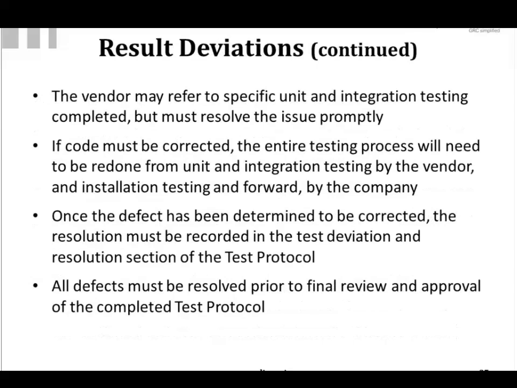Now, the vendor may also have to do some specific unit and integration testing if they're changing code. They should be able to test it again and make sure the new code is correct before they issue it as part of your system. If it has to be corrected, the entire testing process may need to be done from unit and integration testing by the vendor through installation testing and forward by the company. That's the worst case, where the code is changed to the point where everything has to be redone.